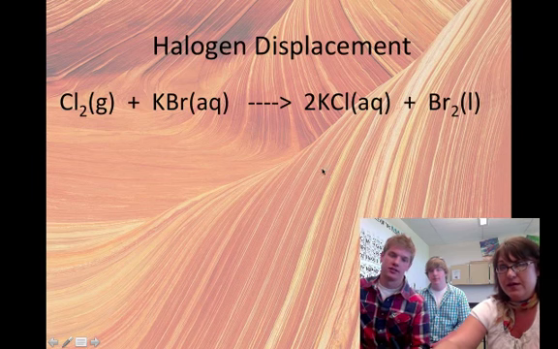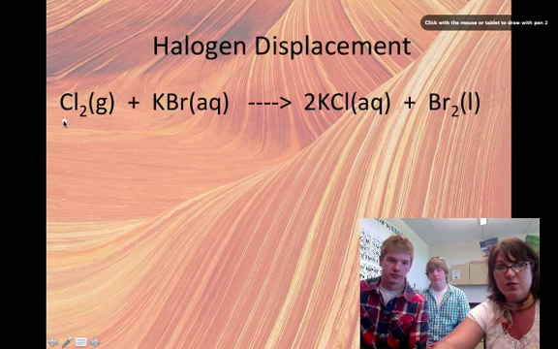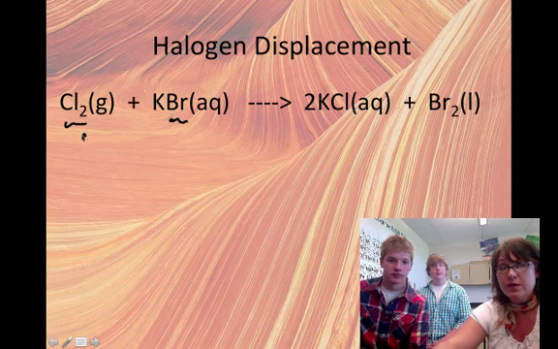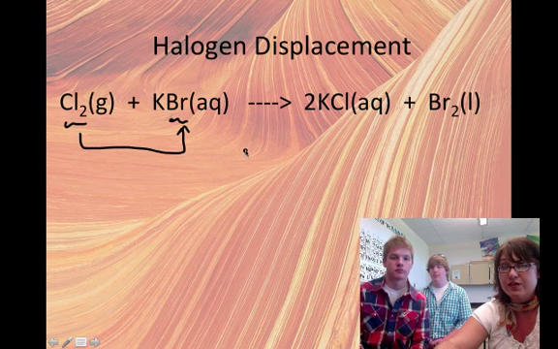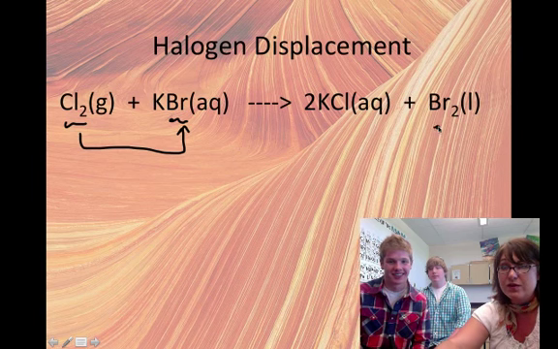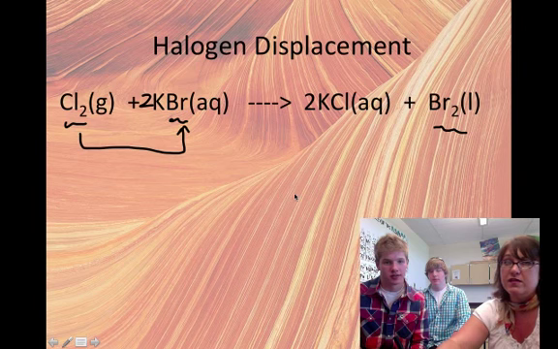Okay, halogen displacement always goes from top to bottom on the periodic table. We know that chlorine is more active than bromine because it's higher up on the periodic table. So this one's going to go. But we already knew that because I just told you there's always a reaction. You never get to put no reaction. Kind of a drag. There's always a reaction. All right, and then because the halogens are diatomic, we of course have to balance this so that we have 2 of the chlorines, 2 of the bromines, and then 2 potassiums, right over there. Now we're balanced.